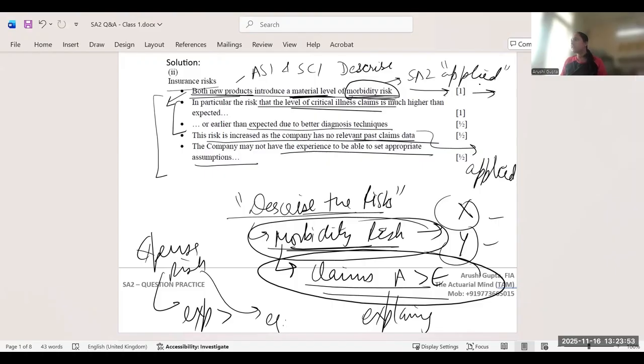So you will get a mark here, a mark or a half, right? Then still your answer, you need to understand that this is still a common answer, whether the product was IP or the product was say CI, etc. Right? Instead of level of critical illness claims, you would write claim inception rates or claims level of claims, but the points remain the same, yes or no?